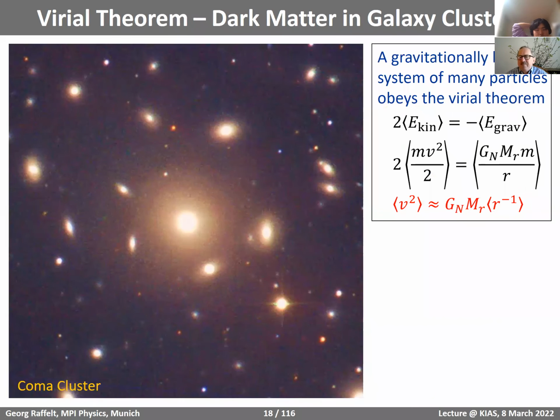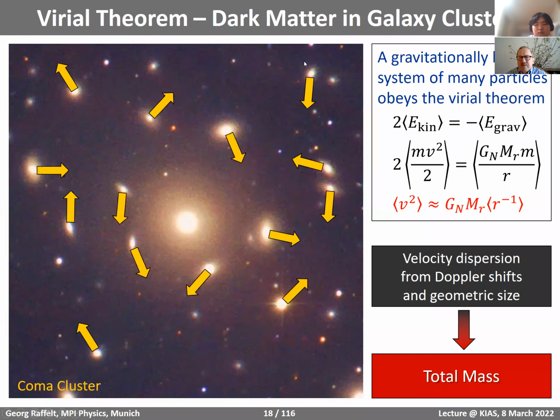This is very similar to the Virial Theorem, which I just mentioned. It is very similar to how we estimate, for example, the dark matter content of galaxy clusters, which is one of the big, historically important ways of discovering dark matter. If you have a gravitationally bound system of galaxies, here the Coma cluster, then we know that all these galaxies move at certain speeds, which we can measure with their redshifts.